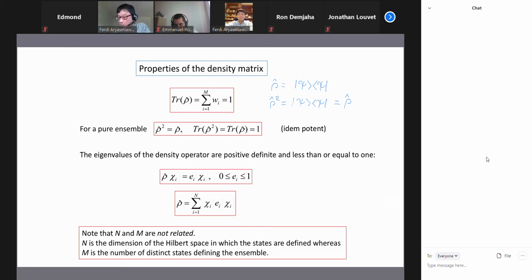Now there is an important property of this density operator, that its eigenvalues are positive definite, and they are always less than or equal to 1. So let's try to show this. We want to show that the eigenvalues of the density operator are positive definite and less than 1.